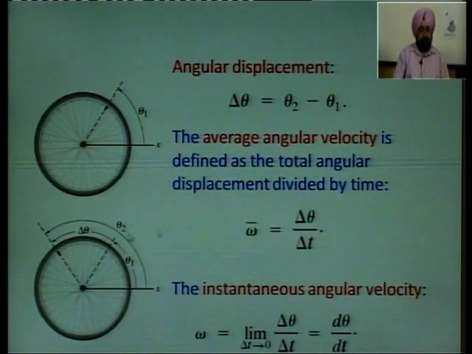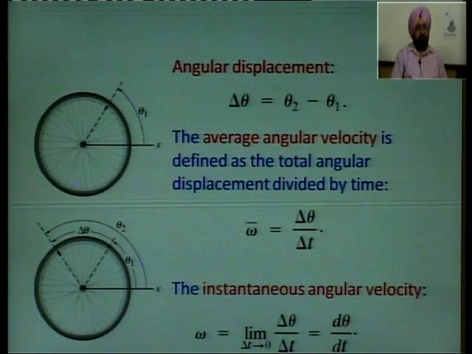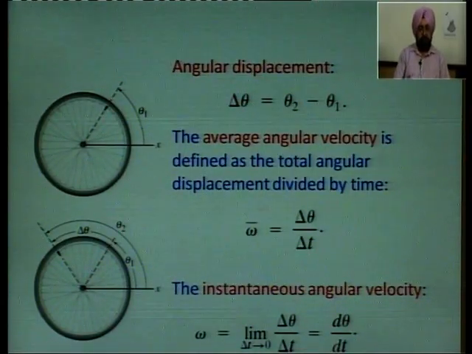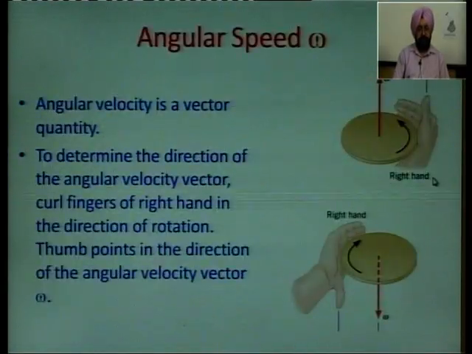If the time limit is very small, a particular instant, say you are asked to find out the angular velocity at a particular instant of time, then that is called instantaneous angular velocity and is represented as delta theta by delta t with the limits of time approaching 0, and we denote it as d theta by dt.